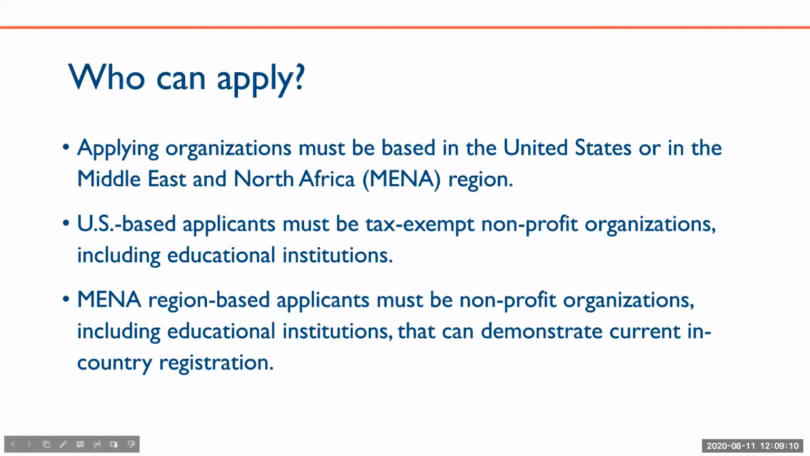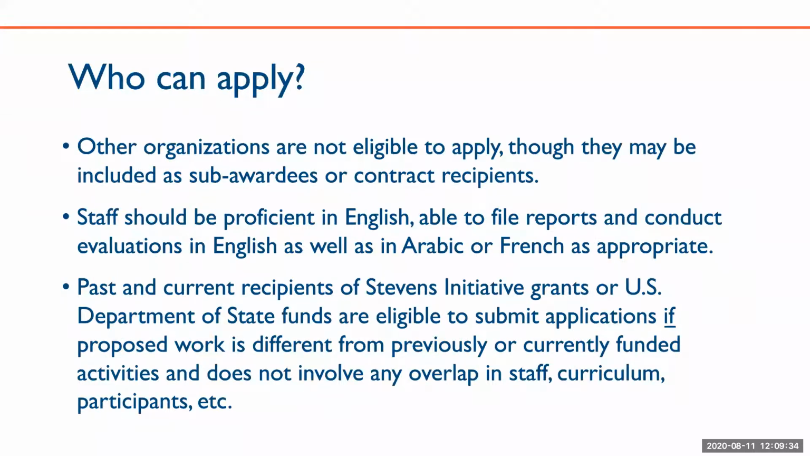Applying organizations must be based in the United States or in the Middle East and North Africa region. US-based applicants must be tax-exempt nonprofit organizations, including educational institutions. MENA region-based applicants must be nonprofit organizations, including educational institutions, that can demonstrate current in-country registration. Other organizations are not eligible to apply, though they may be included as subawardees or contract recipients.